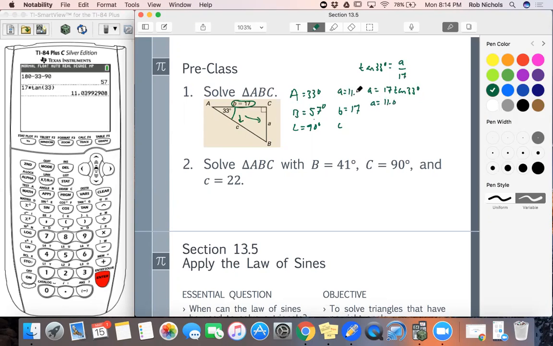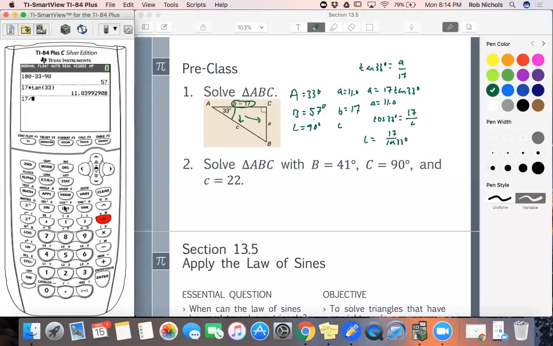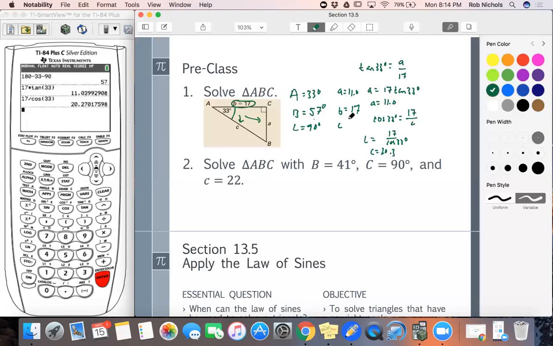All right. And then over here for side C, we can set up that trig equation. So how about cosine? Cosine of 33 degrees equals the adjacent side, 17, over the hypotenuse, C. And we get C equals 17 over the cosine of 33 degrees. So typing that in, we have 17 divided by the cosine of 33 degrees. And we get 20.3 for C. And there you go. You have all 6 pieces of information for this triangle.